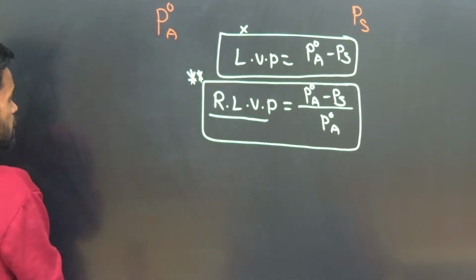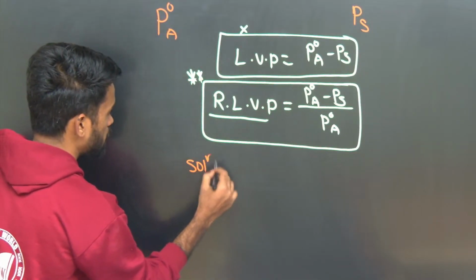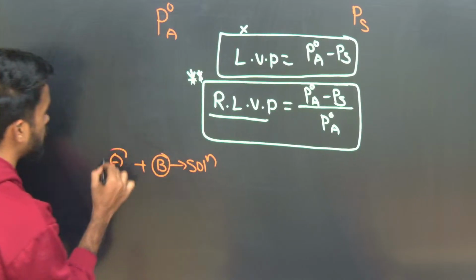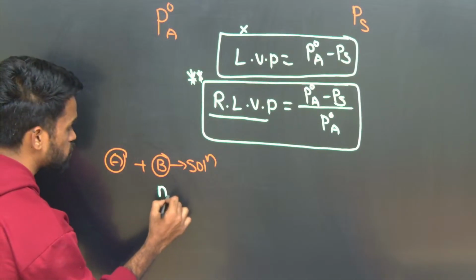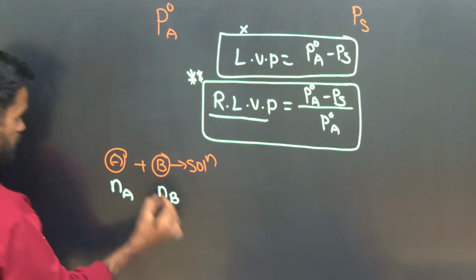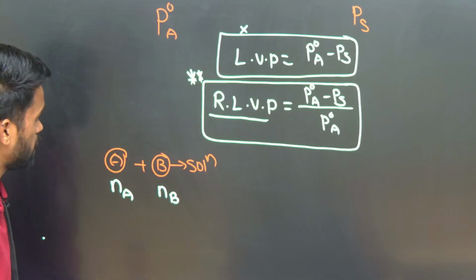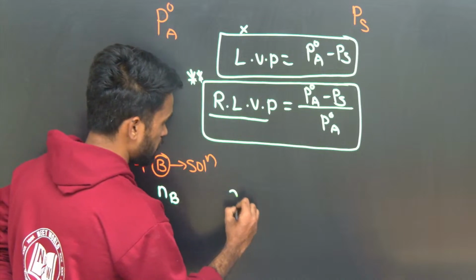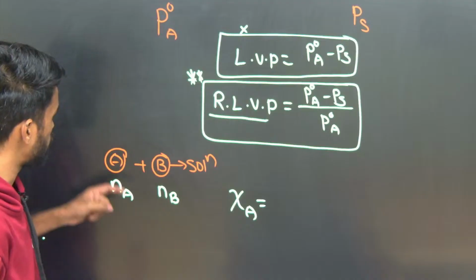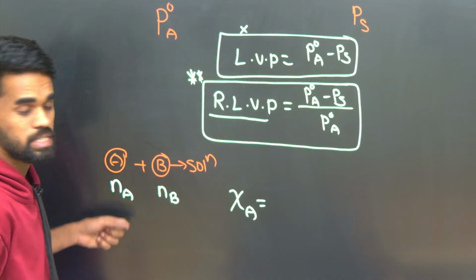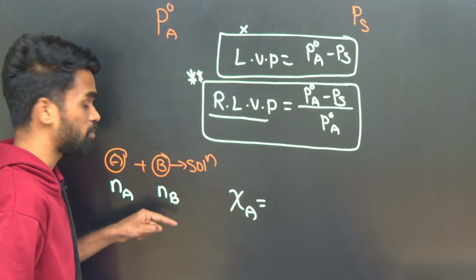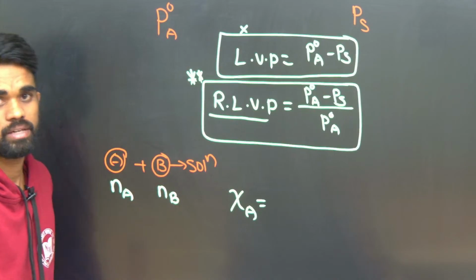See, look here, we have made a solution by mixing A and B. So I am saying B is the solute, A is the solvent. The number of moles of solute added is indicated with NB, and the number of moles of solvent added is indicated with NA. Now I am talking about mole fractions. Mole fraction of A means number of moles of A by total number of moles. Similarly, number of moles of B by total number of moles indicates mole fraction of B.